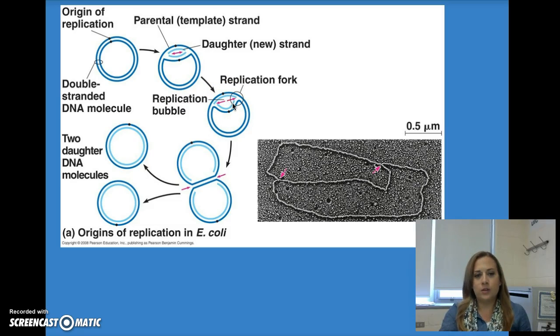You can kind of see it looks like it's bubbling up. And where the parental DNA is separating, we call that the replication fork. So the replication fork is going to move in both directions, so this one's going to continue moving this way, over here, this one's going to keep opening up that way, and then eventually you are going to end up with completely copied DNA, and so that's going to make two DNA daughter molecules.